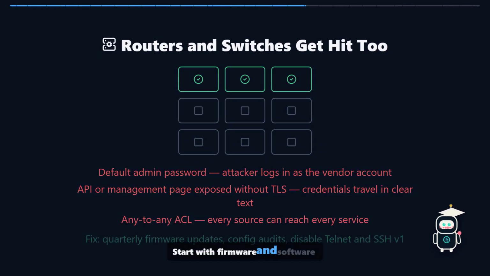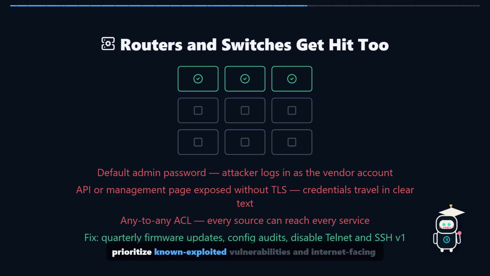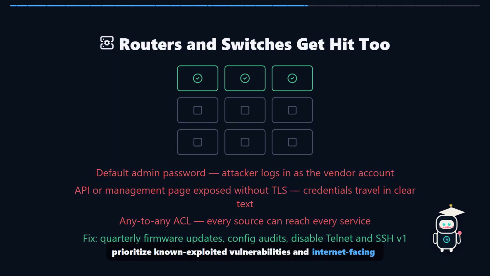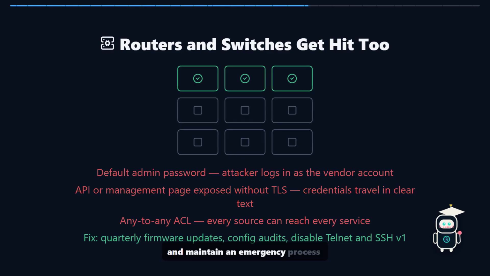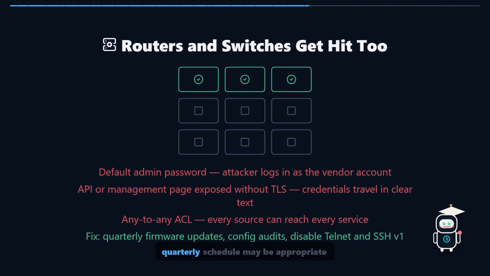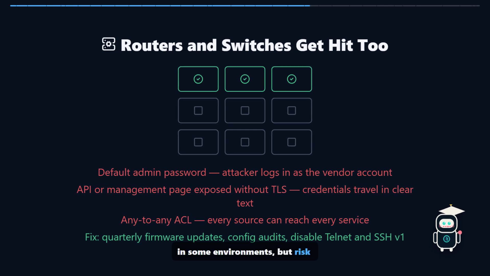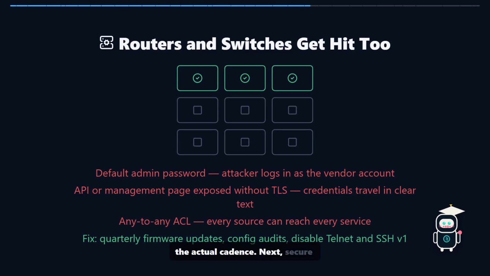Start with firmware and software management. Apply vendor security advisories, prioritize known exploited vulnerabilities and internet-facing devices, follow approved maintenance windows, and maintain an emergency process for critical issues. A universal quarterly schedule may be appropriate in some environments, but risk and vendor guidance should drive the actual cadence.